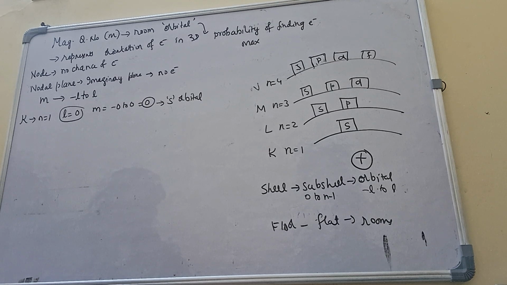Alright. So imagine there is an S-named flat, and inside the S-named flat, I am having an S orbital, an S room. Alright. So it has only got one S orbital.